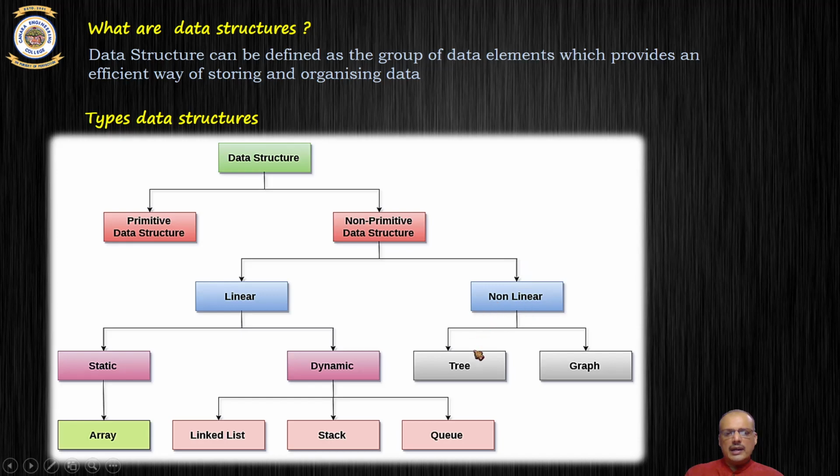In nonlinear data structures we have trees and graphs. Okay, so from here on we'll be talking about arrays, linked lists, stacks, queues, trees, and graphs. These are the 6 commonly used and prominent data structures, not only in C but in any other programming language, that need to be studied. Okay, so let's get started.